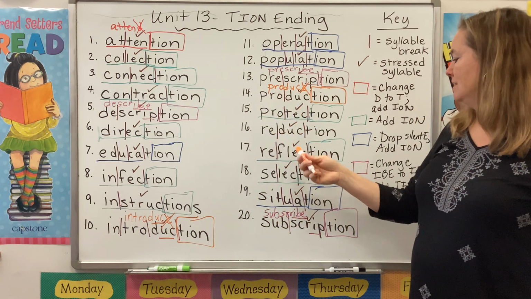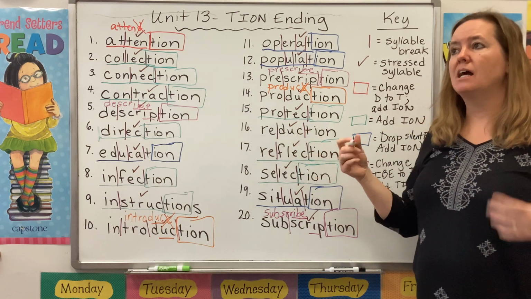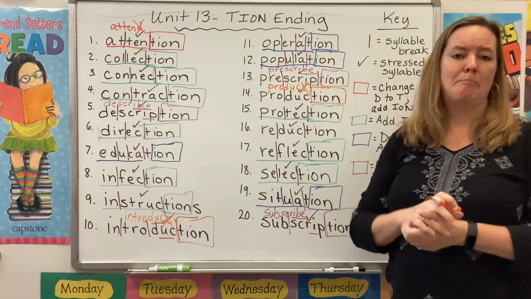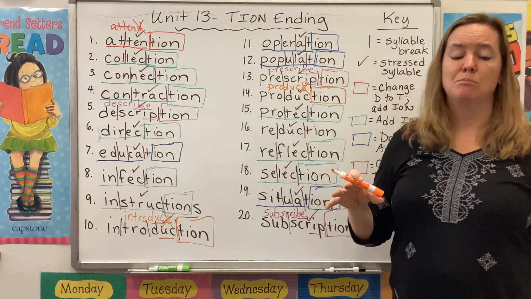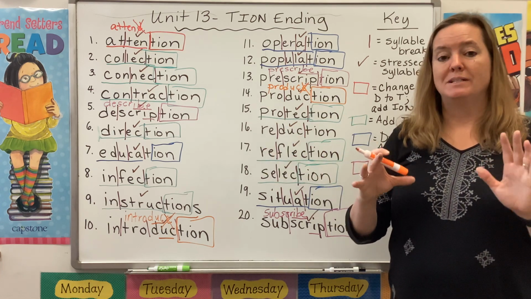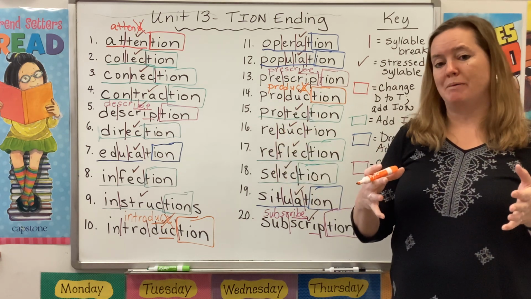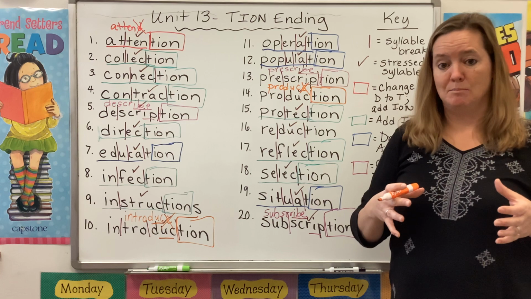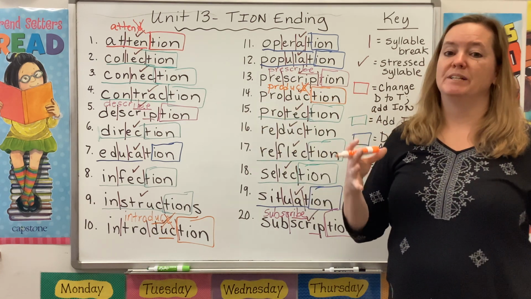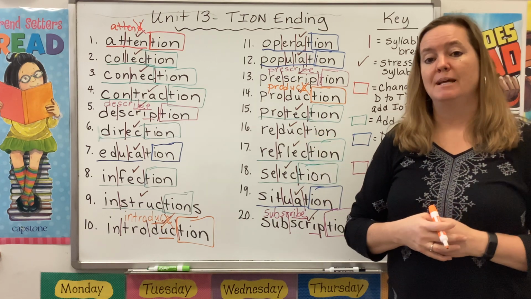And then one last one right here, reduction. So let's say a company is having money problems and they can't afford to pay for all their employees. They have to reduce their workforce. So instead of paying for 100 employees, maybe they have to reduce it by 10. Now they have 90 employees. When they go from 100 to 90, they have a reduction in their workforce, or a reduction in their employees.